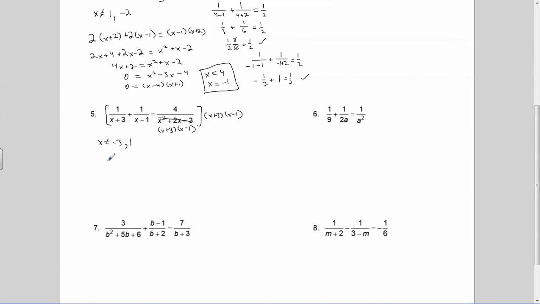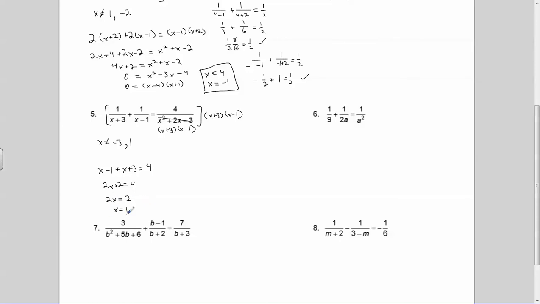The first fraction, the x plus 3, divides out, so we have x minus 1. The second fraction, x minus 1, divides out, so we'll have x plus 3. And in this third fraction, both of these will divide out, so we have 4. 2x plus 2 equals 4. So 2x equals 2. Now we can divide by 2 and find that x equals 1.